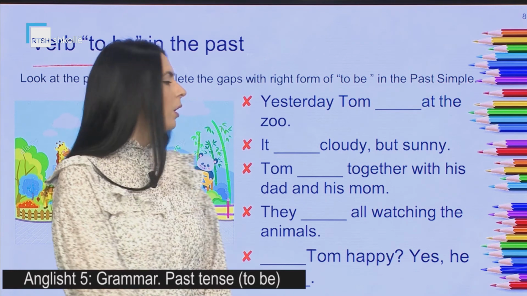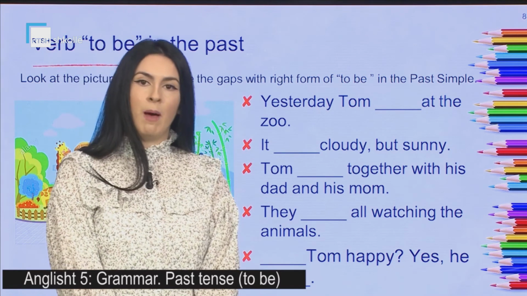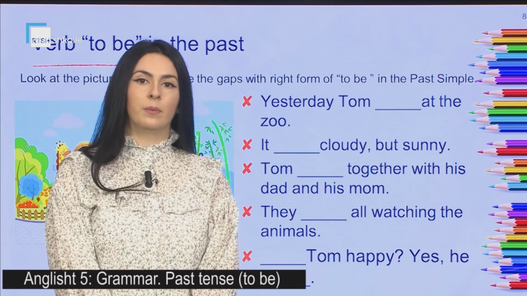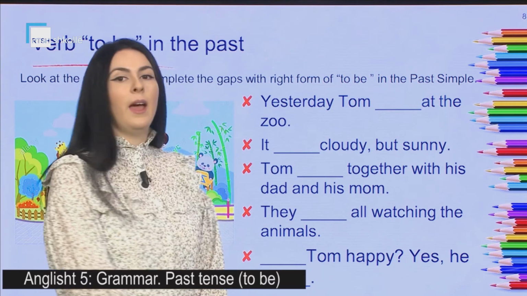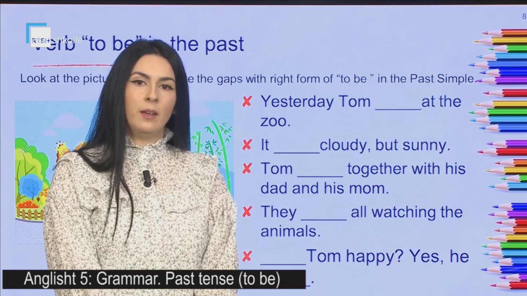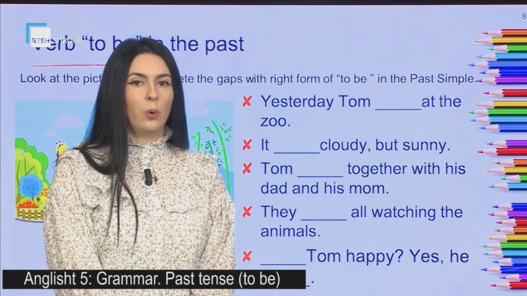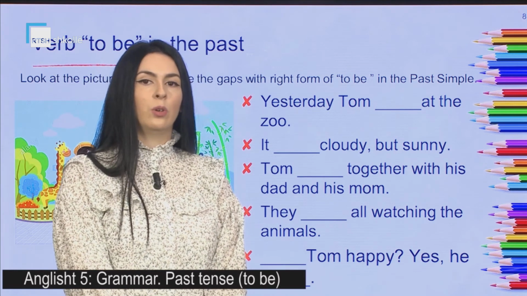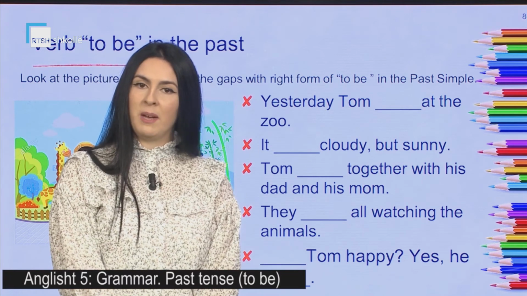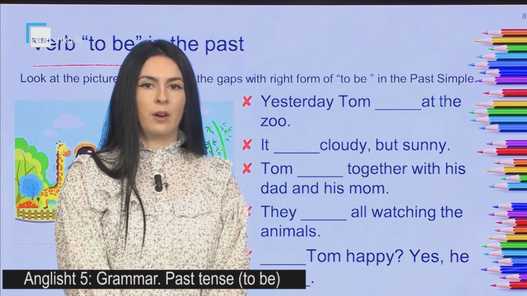Tom together with his dad and his mom. They all watching the animals. Tom happy? Yes, he. So, take a few seconds in order to guess the right form of the verb to be in the past simple, and then we're going to check them together.